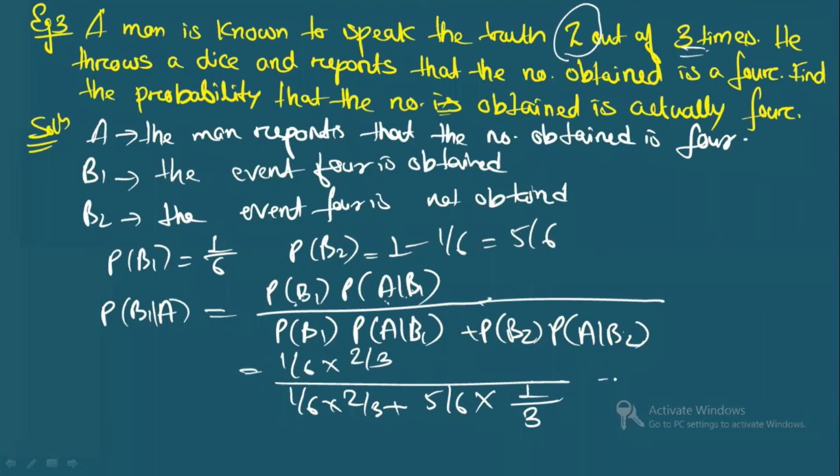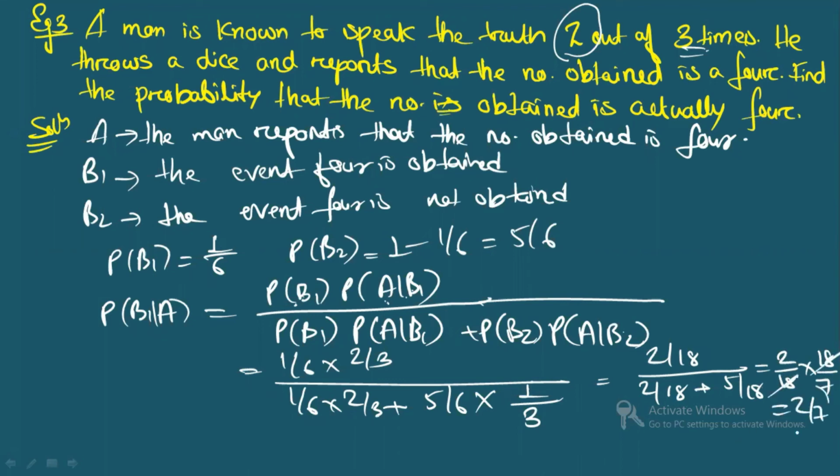So directly what you can write here, this is 2 by 18, right? 6 is 18. Here also 2 by 18 plus this is what? 5 by 18. Okay. So finally what you can write here, this is 2 by 18 into 18 by 7. Just add it. 18 and 18 will get cancelled. So you will have 2 by 7. So this is the probability that the number obtained is actually a 4.